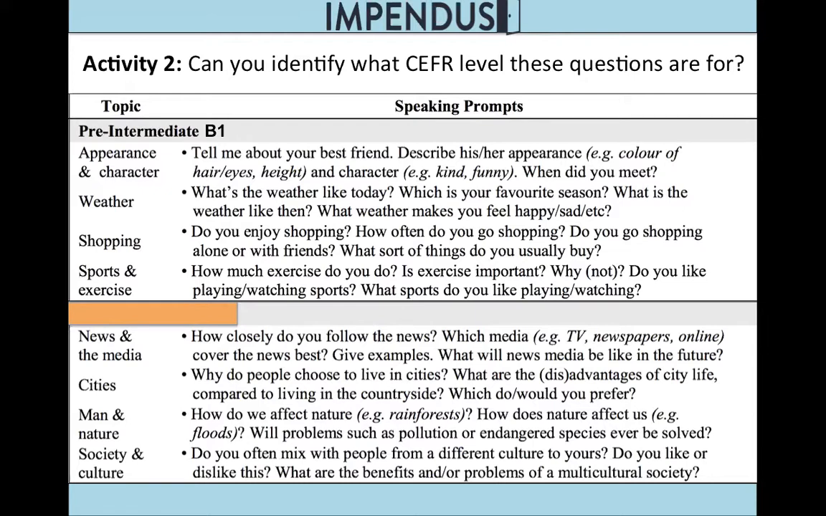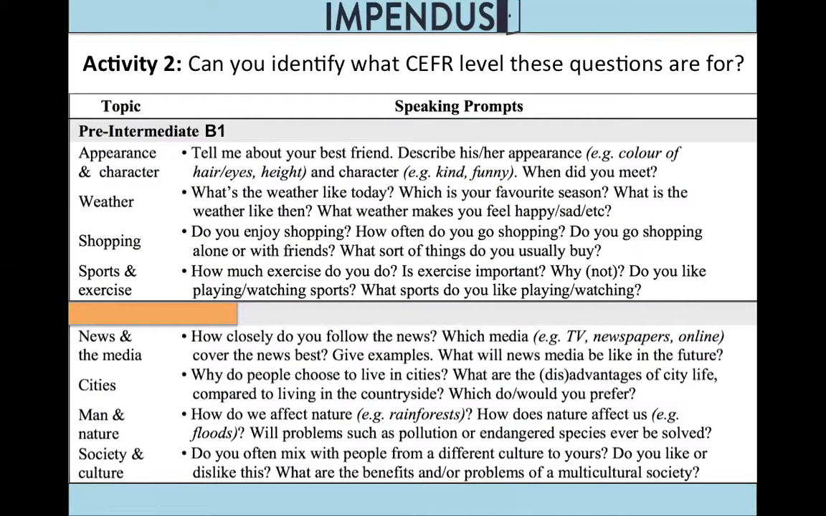The next section: how closely do you follow the news? Which media covers the best news? Why do people choose to live in cities? What are the disadvantages of city life? How do we affect nature? How does nature affect us? Will problems such as pollution or endangered species ever be solved? Do you often mix with people from a different culture to yours? Do you like or dislike this? What are the benefits and or problems of a multicultural society?